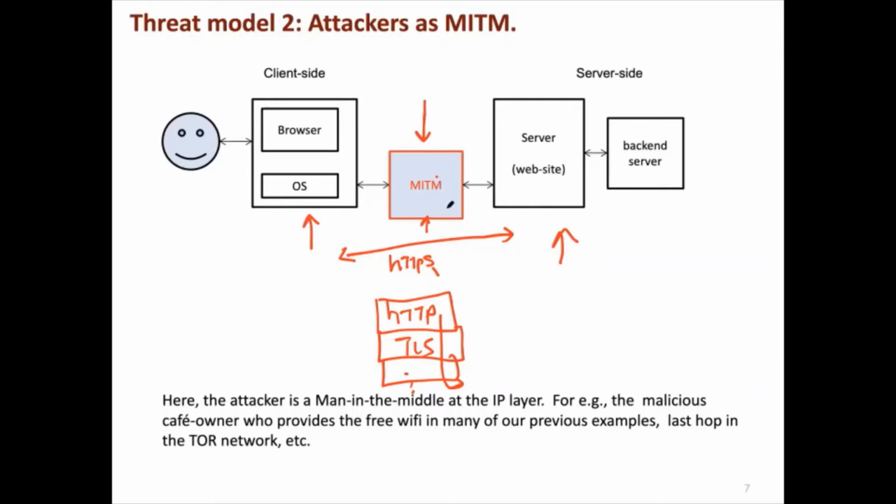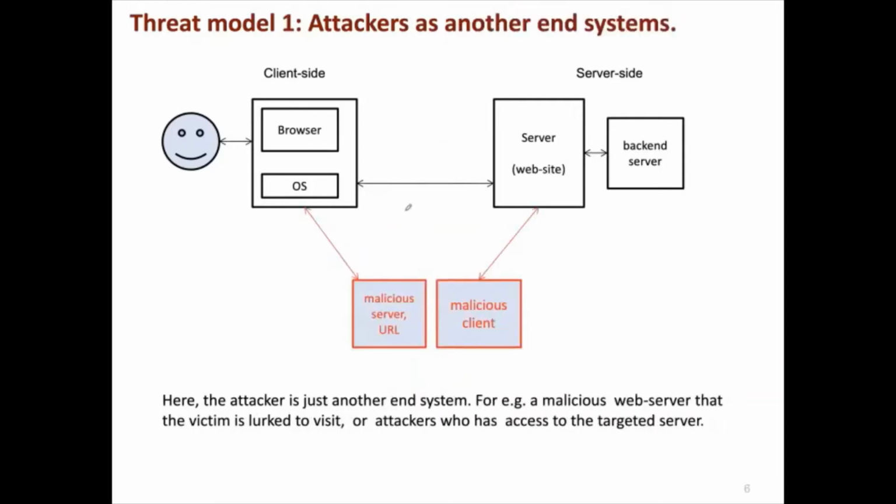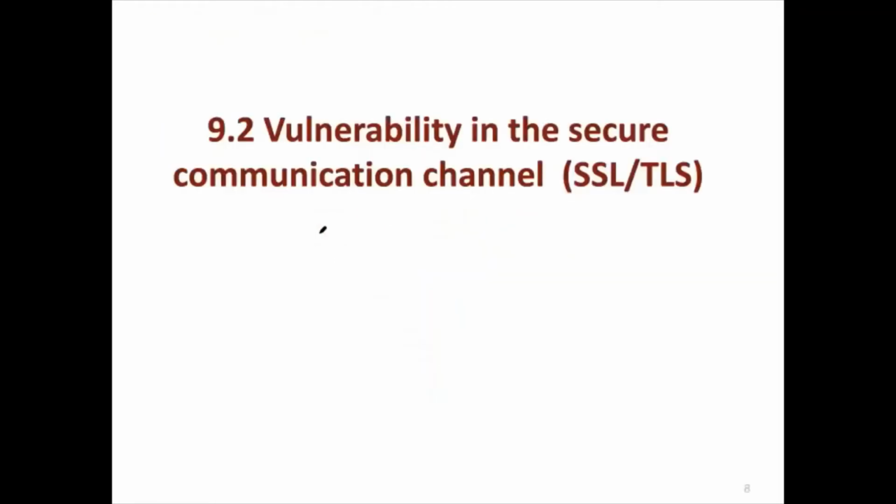Second threat model, we assume this part is secure, and the attacker is just another endpoint. That means the attacker could be a malicious client trying to interact with the victim server, or the attacker is a malicious server interacting with the clients. An example will be cross-site scripting attacks. Vulnerability in the secure communication channel. So this is this setting.